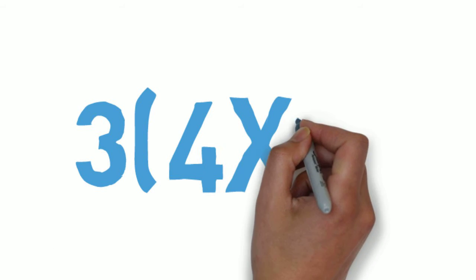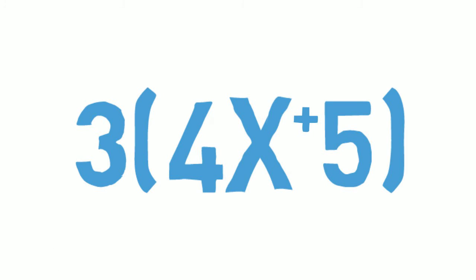Our first one is going to be 3 times 4x plus 5. So you guys write that down and start working on that. 3 times 4x plus 5. Remember to multiply your outside term by both of the terms inside.